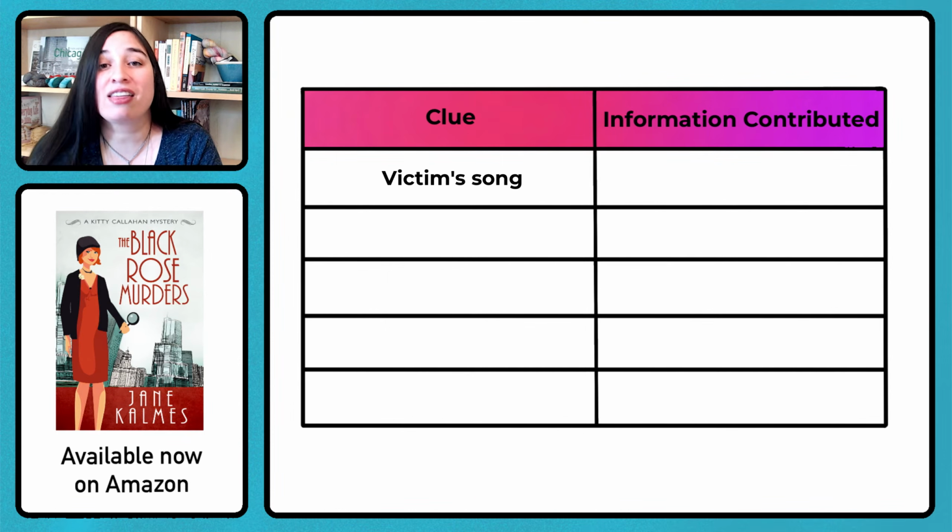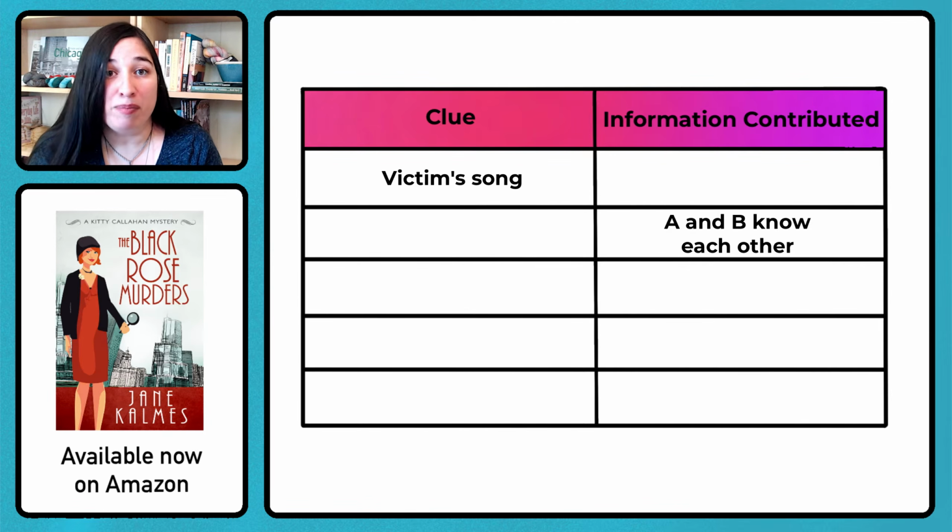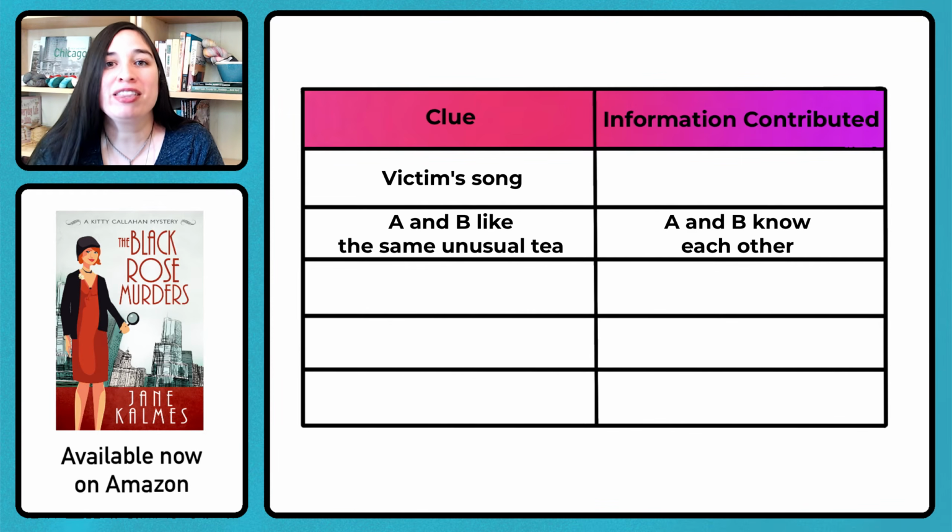Or let's say that two characters who appear to be strangers to one another are actually working together. Well, on the right-hand side here, I'm just going to write A and B know each other, and now I know I need to figure out a clue that will give my sleuth that info. Maybe we'll discover that they both like the same unusual blend of tea, or maybe the dog belonging to one character seems to be uncharacteristically friendly toward the other.